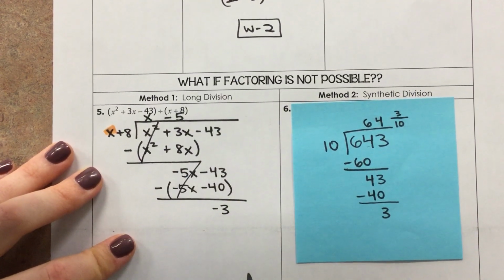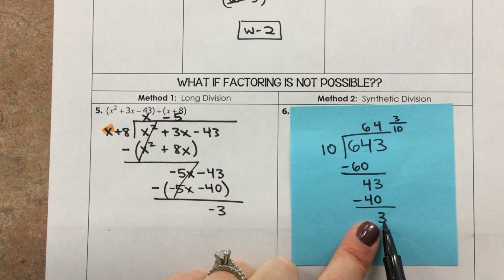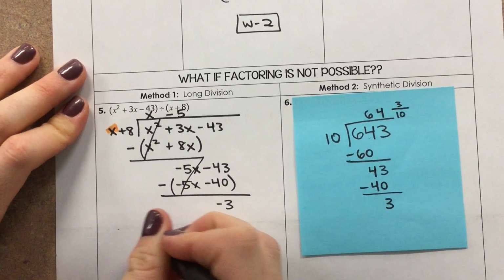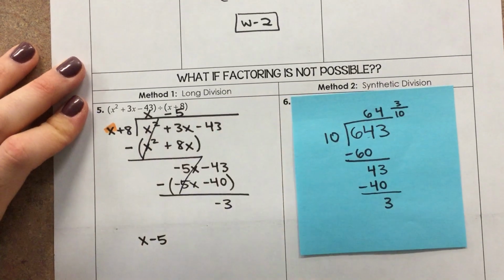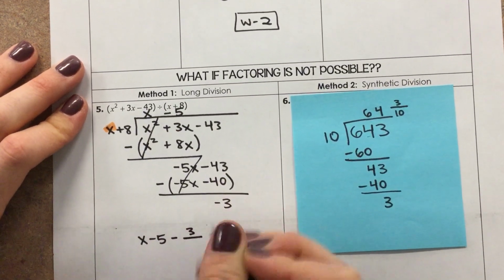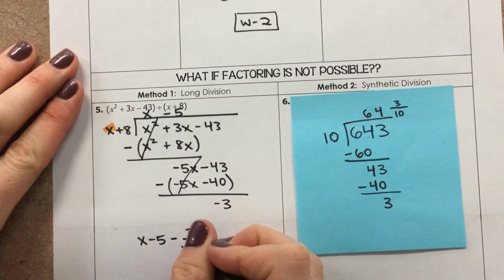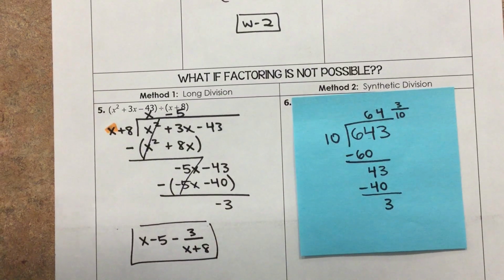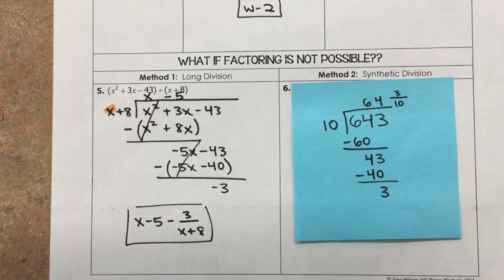There's nothing else to bring down. Once I get down to the end, I write my remainder over my divisor. So I have the x minus 5 from up here, and then I have a negative 3 as my remainder, so I write negative 3 over my divisor, which is x plus 8. And that is my answer for my first round of long division.